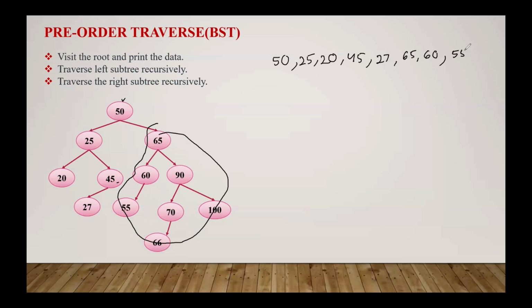55 is the root node. Then left subtree is 50, nothing is there. 60's left is already over. 65's left is over. Then what happened? It has to go to the right subtree. Right subtree means 90. Anyhow, it is pre-order. First we have to visit the root, then the left subtree and 70, then 66. Left subtree means 70 is the root, then 66 is the root.